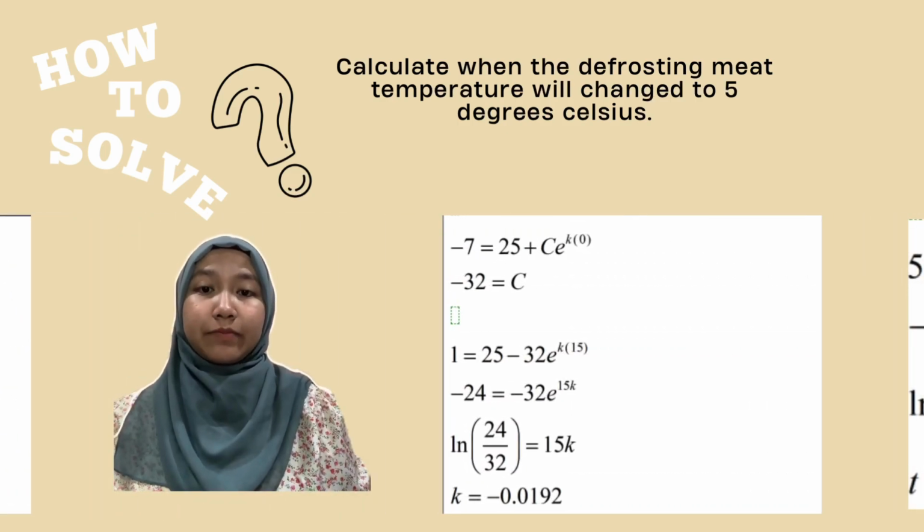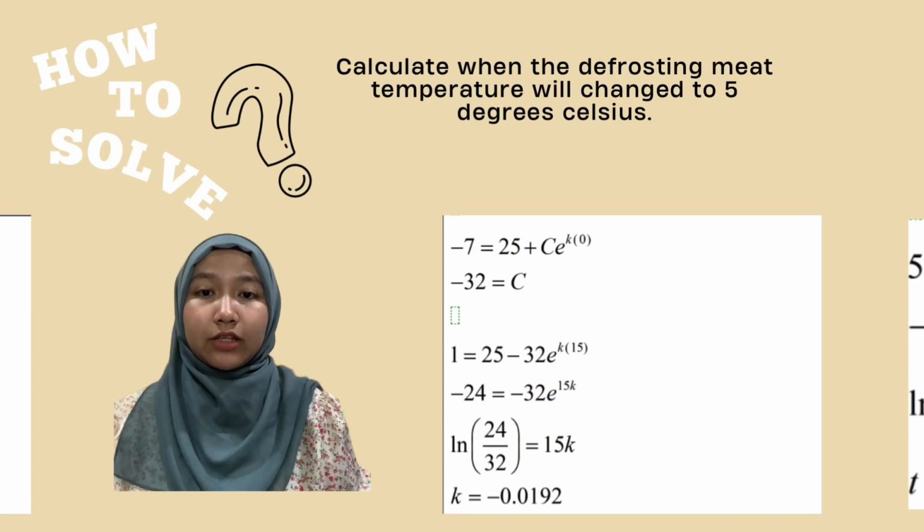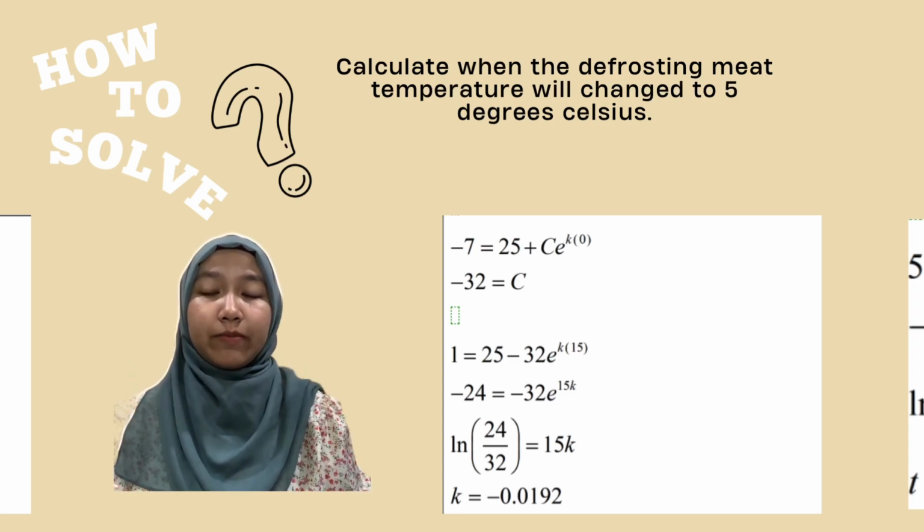Okay, next step, we must determine C. From the first condition, T(0) equals -7, we substitute into the general formula. We substitute capital T with -7 and t equals 0. Then we get the equation -7 equals 25 plus Ce^(k·0). Therefore, we found that the constant C equals -32.